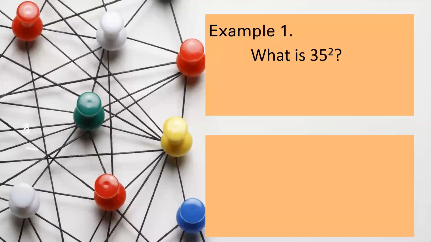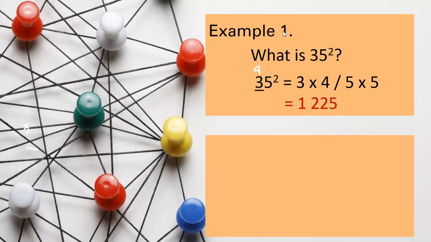Now let's try example number 1. What is 35 squared? So we can write down 35 squared. Then after that, we add 1 to 3. 3 plus 1 is 4. Then we multiply 3 and 4. That is our first answer. Then we multiply also our ones digit by itself, that is 5 times 5. 3 times 4 is 12. Then 5 times 5 is 25. So your answer is 1225.